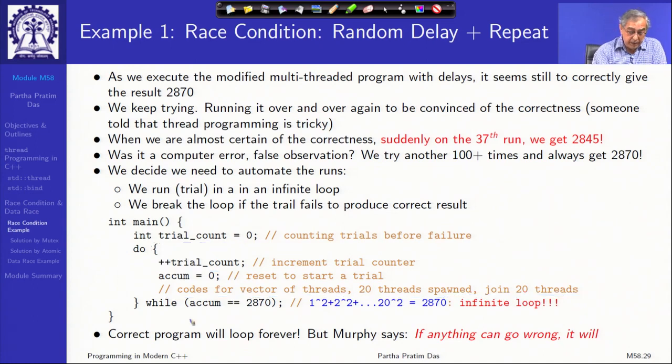And how do I terminate the loop? I terminate the loop by checking if the accumulator is 2870. If the accumulator is 2870, it is correct, so I will try again. If it is not, then I will exit. But that means that if the program is correct, it will be an infinite loop. Well, Murphy's law says that if anything can go wrong, it will. So, let us see what we find.